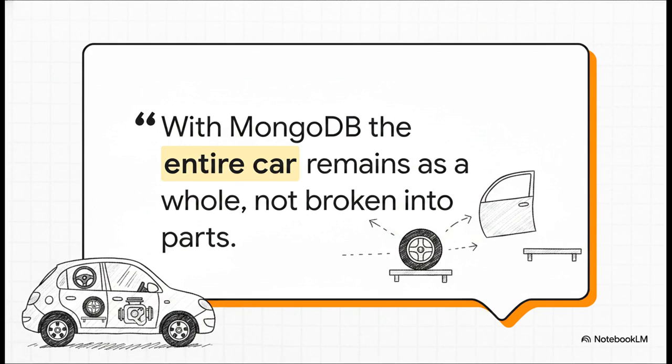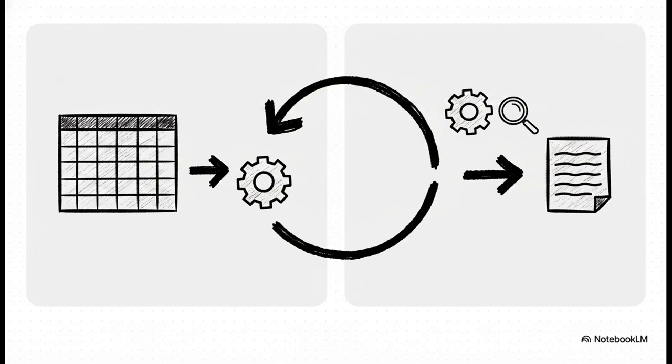But with a document model, the car remains completely whole as a single document. The wheels and engine are embedded right there. The rule of thumb is what is used together in the application is stored together in the database, making it incredibly fast and ready to go. Now this is a total game changer.